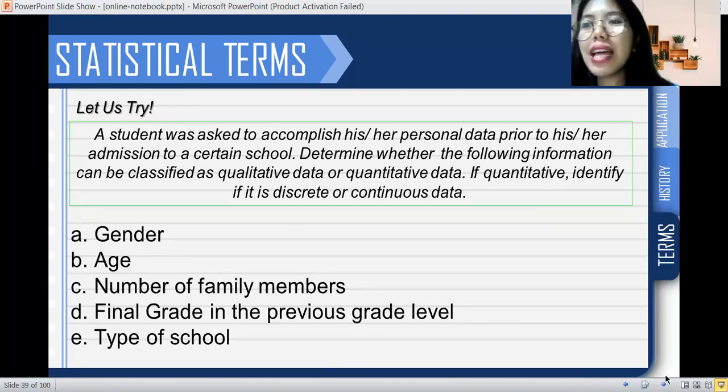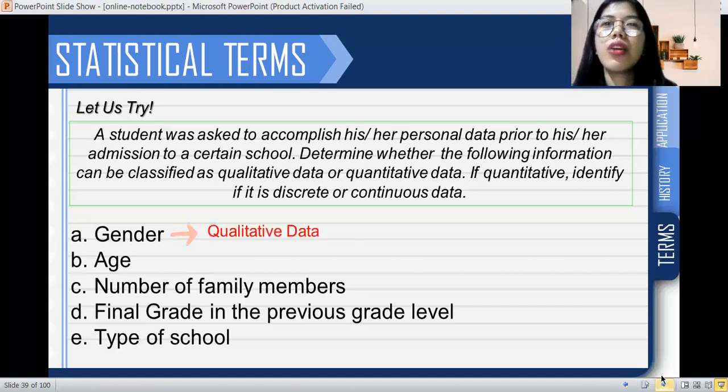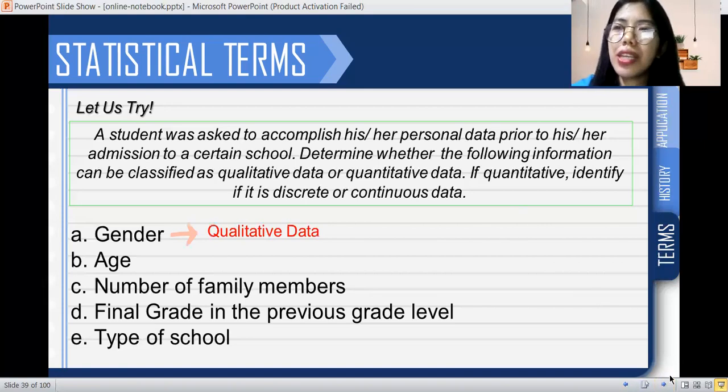Okay, so let us answer. First, we have the gender. Is it a qualitative or quantitative? Now, kung yung answer mo is qualitative data, then you are correct. Since again, qualitative data, dahil maaaring ang sagot natin dito is either male or female. Okay? How about the age? Ayan. It is quantitative data.